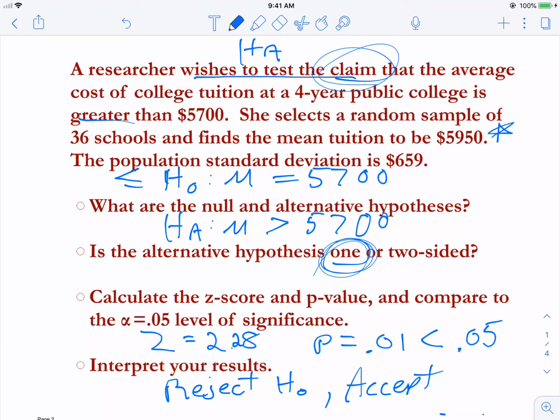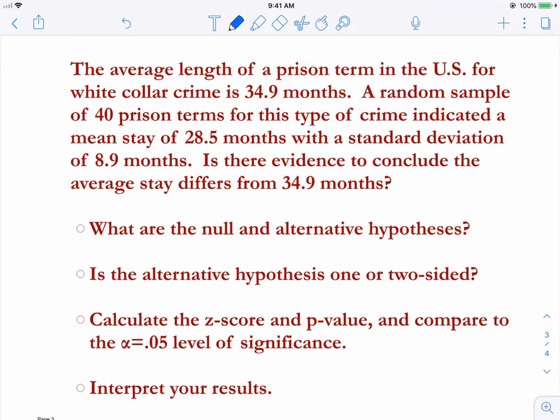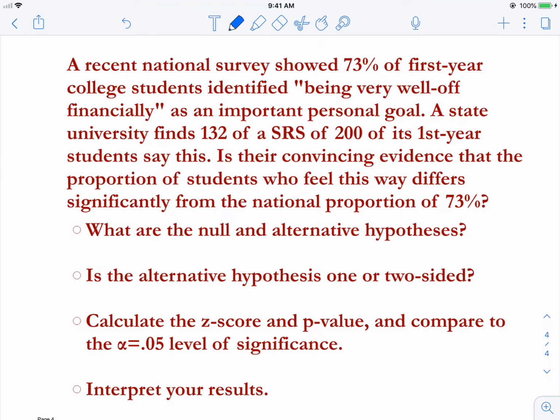All right, so there are two additional problems left that I would like you to practice. Okay, this is your homework for tonight. Here we're talking about an average length of a prison sentence for white-collar crime. And then this one we're looking at another proportion. 73% of first-year college students identified themselves as being very well off financially as an important personal goal. Okay, so I'd like you to read through these, create the hypotheses, set up the test, solve it, and give an interpretation of your results.